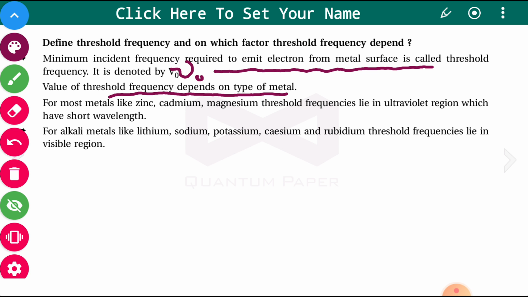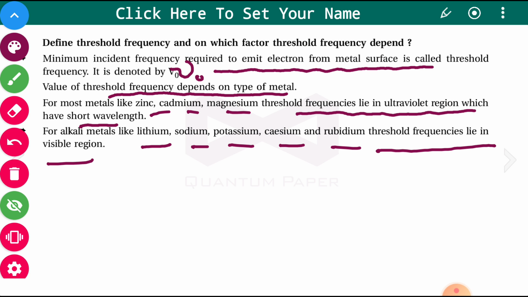For most metals like zinc, cadmium, magnesium, this threshold frequency is in the region of ultraviolet light frequency, which has shorter wavelength. For some alkali metals like lithium, sodium, potassium, cesium, rubidium, this threshold frequency is in the visible region.